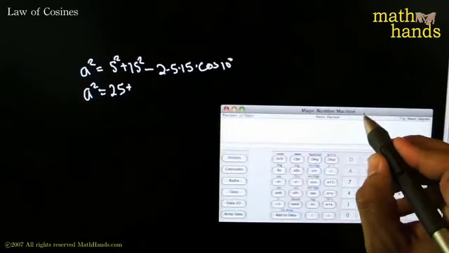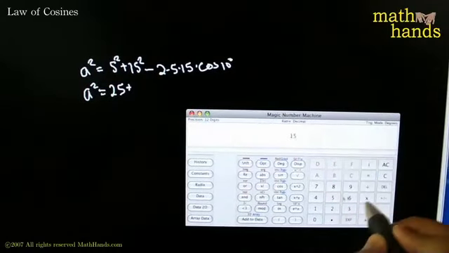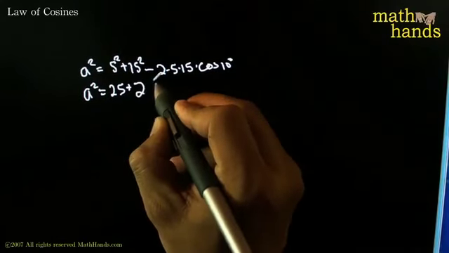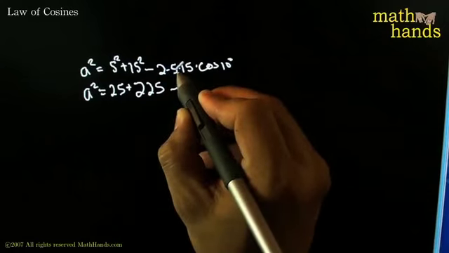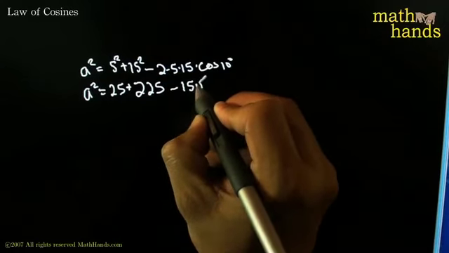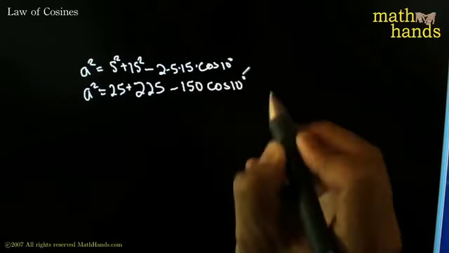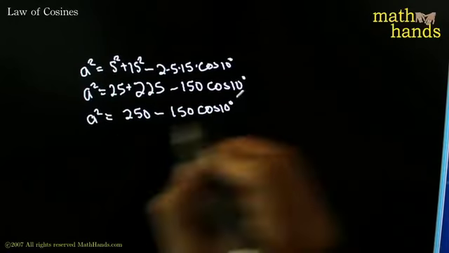Okay, so let me bring out my little magic number machine. 15 times 15 is 225. So this will be 225 minus 2 times 5 is 10, that's 150, times cosine of 10 degrees. So that gives me that a squared is equal to 250 minus 150 times cosine of 10 degrees.